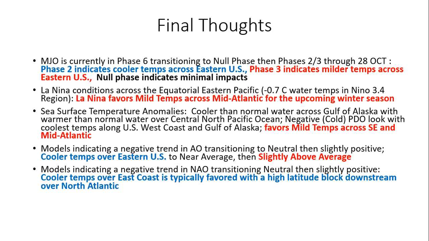And then with the NAO, going from negative, cooler temperatures over the east coast, to neutral, average temperatures, and then a slightly positive phase of the NAO will result in more of a zonal, flat jet stream, which will result in near average temperatures. So just keep an eye on these things.